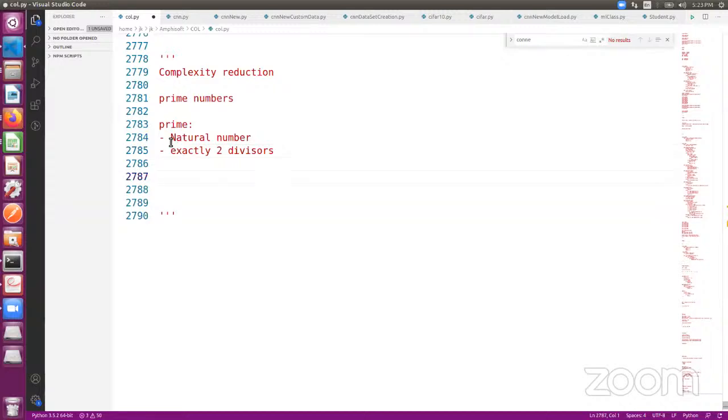If you take one, it is a natural number, but the second rule is not satisfied, right? That is why one is not a prime number. But still we cannot say it is a composite number. So what is a composite number? A number that has more than two divisors. Yeah. So again, it should be a natural number and it should have more than two divisors.